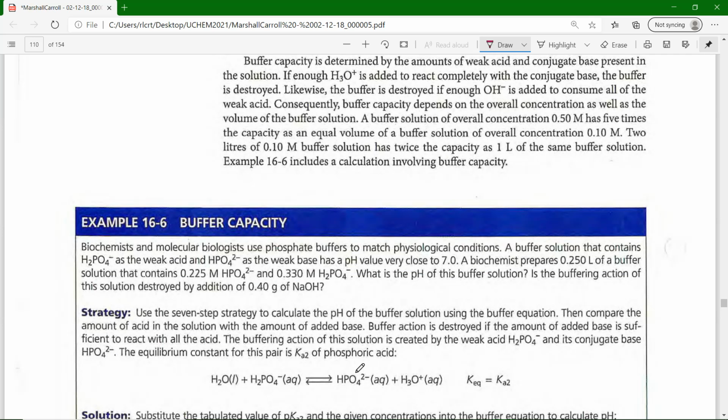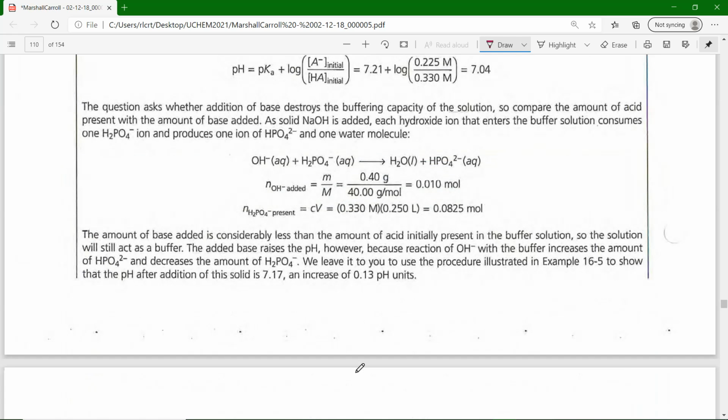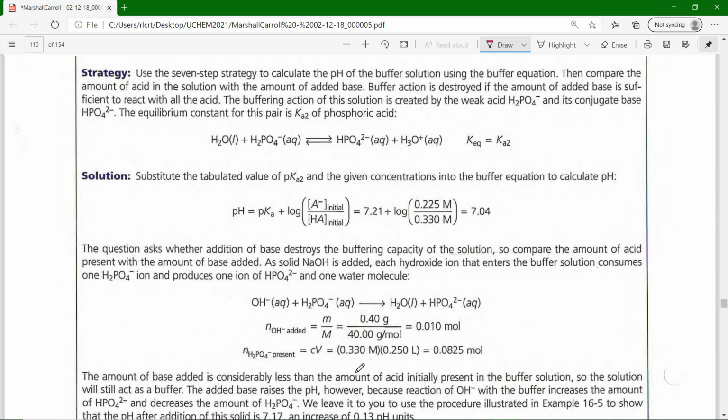So the buffers depend on how much you have, right? Because as time goes by, you're going to get less of it, and the volume of the buffer solution. And we'll see some calculations of those. A buffer solution of overall concentration 0.5 has 5 times the capacity of one with an overall concentration of 0.1. 2 liters of 0.1 molar buffer have twice the capacity of 1 liter. Okay, there's some tricky stuff with this, but we'll get through it.